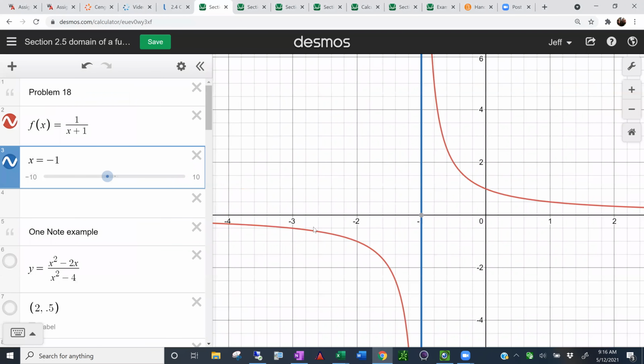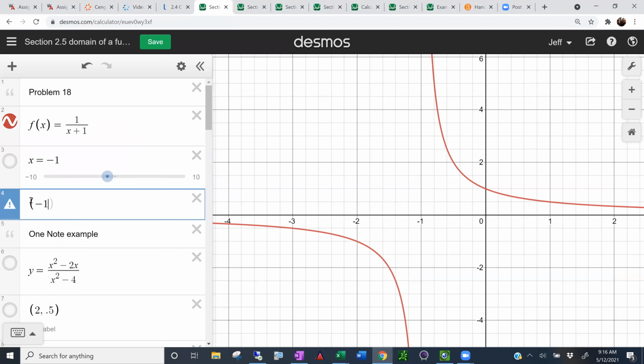So as x approaches -1, keep in mind we've got to look at this point from two different perspectives. So let me put that point on the x-axis, -1, 0.